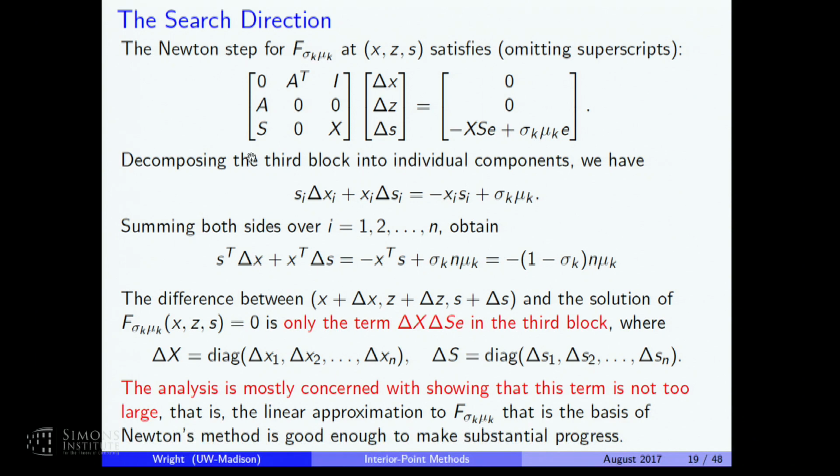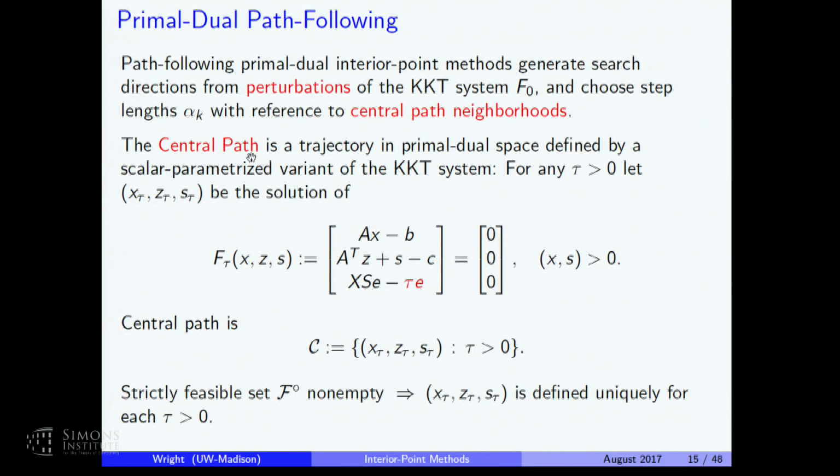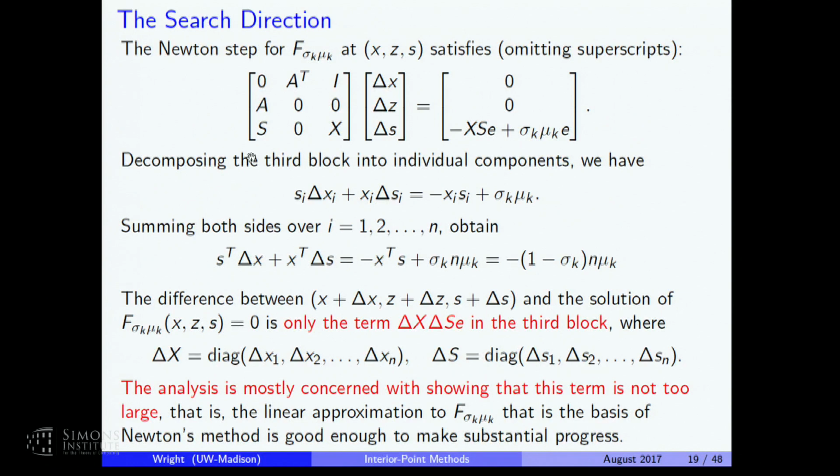And then the right-hand side is just the current value of the f tau function at the current point. I'm assuming that I'm currently feasible with respect to the linear equations, so those two values are 0. This is the residual with respect to the third block. So I plug in the current x and s here. I plug in the current tau, and that gives me the right-hand side in this Newton system. So this is a system that defines the steps.